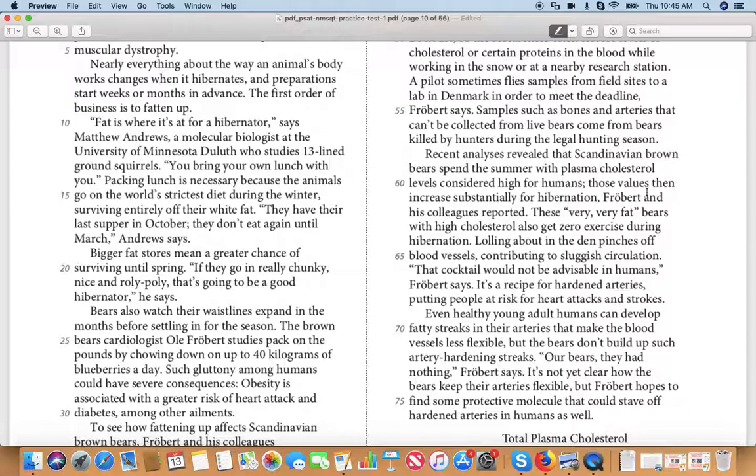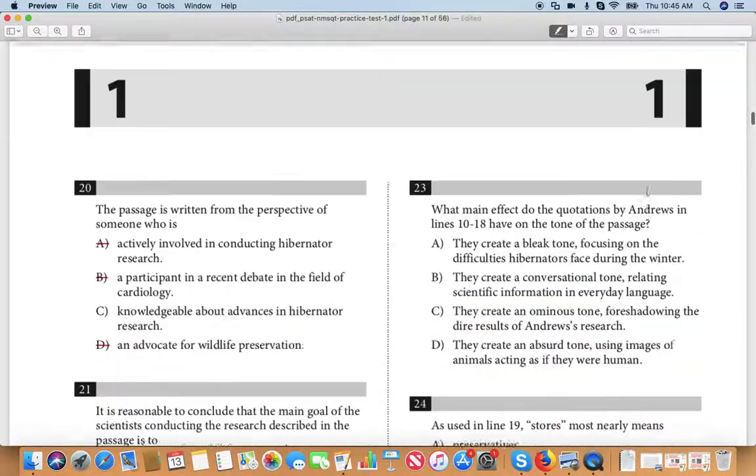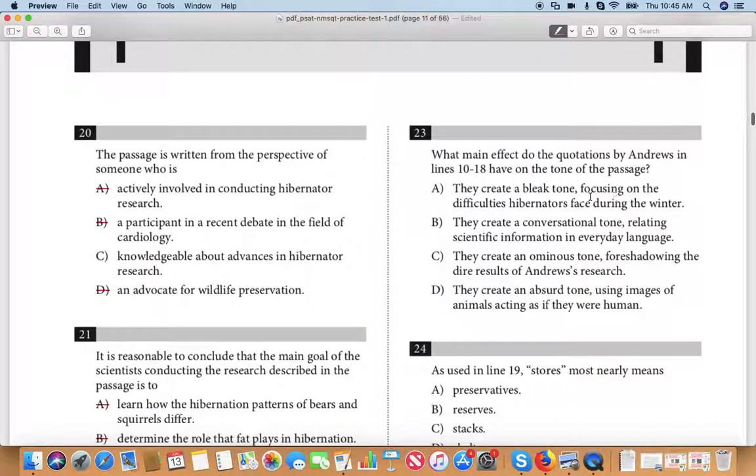Not really. No, kind of like the opposite of that, right? It's kind of like fat is where it's at. It's kind of joking almost. Yeah. Right? It's not bleak. And here we don't even have to worry about the second half of answer choice A, right? Once you read the first part, they create a bleak tone. Well, it doesn't create a bleak tone. So even if the second half is true, which it is, it does focus on the difficulties hibernators face, if the first half is not correct, we don't have to worry about it. Half right is 100% wrong. So it's not answer choice A.